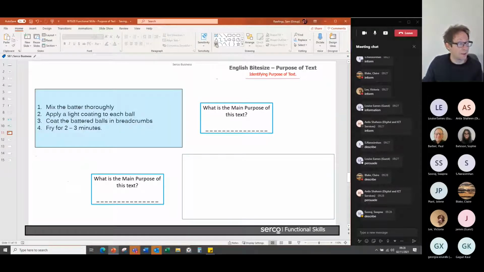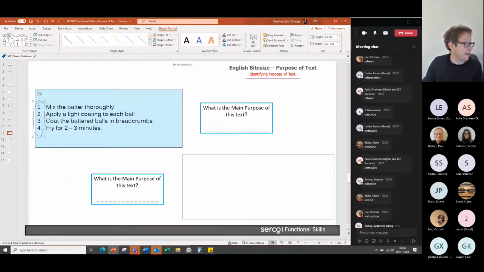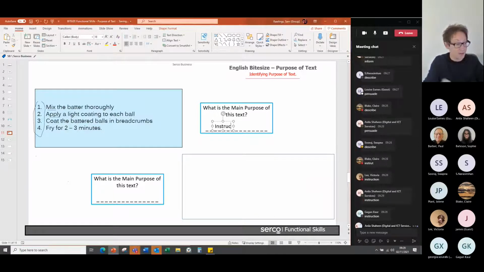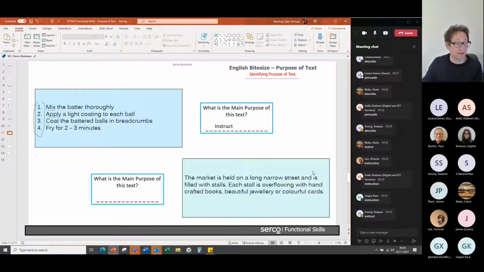So what about this one? So there's your numbered list. There's your imperative verbs. Good. And obviously you can use context because it clearly looks like a recipe, doesn't it? So that one is to instruct. Excellent. And the last one then, we've got a few seconds to squeeze this in.